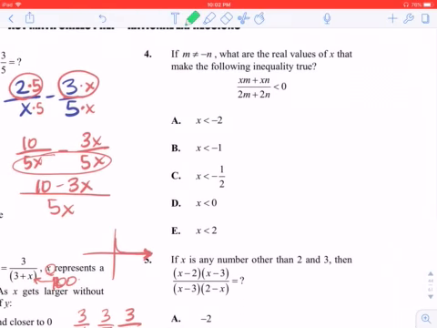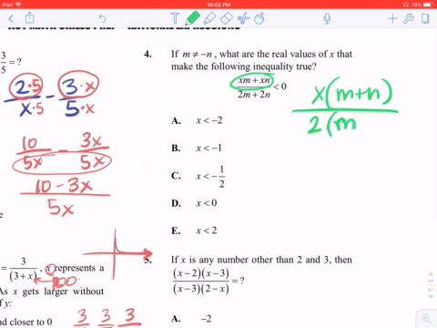Go ahead and look at 4. It says, what are the real values of x that make this true? So let's see. Looking at the top, I can take an x out, and that would be m plus n. Looking at the bottom, I can take a 2 out, so there'd be m plus n left over. Remember, I'm undistributing, so I can take that 2 out from both of those.